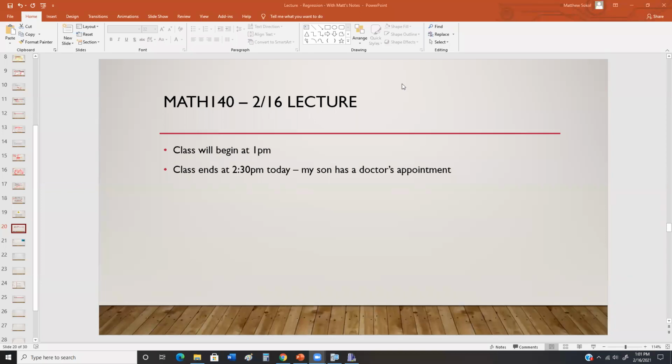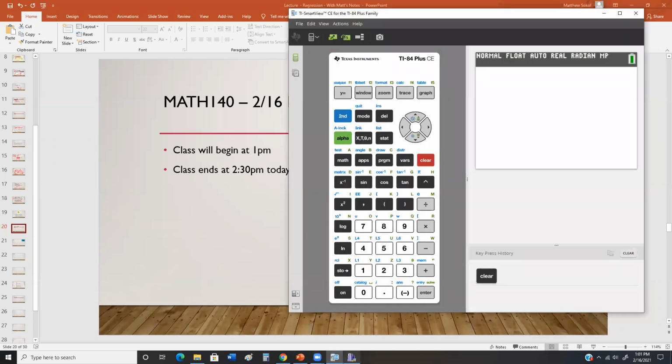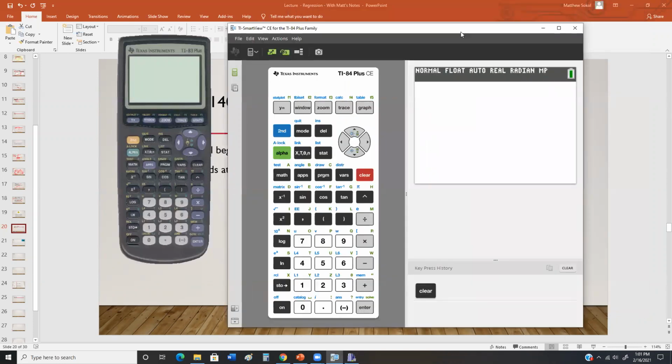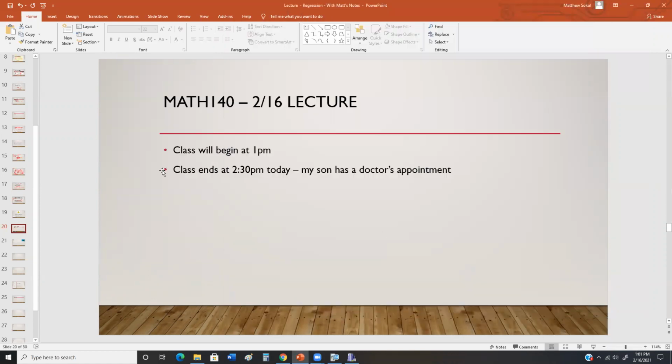What I want to do first off, before we start talking about the exam, I want to finish up where we were last class. If you guys remember, we were doing regression problems. Have your TI calculator handy, either your TI-83 or your TI-84 calculator. We're going to need them a ton today. We're going to work through two examples, so you'll get a lot of practice, and it'll also help you practice for the exam.